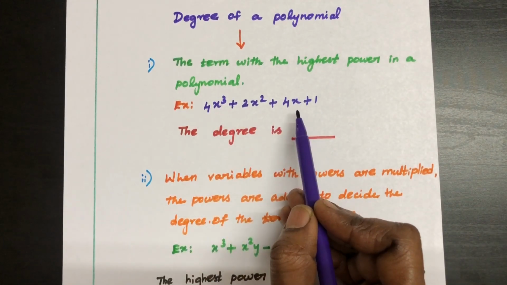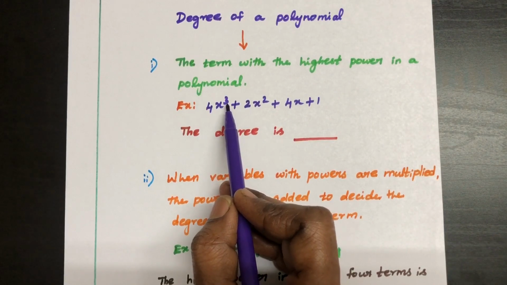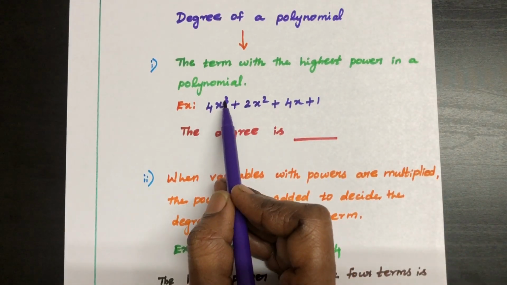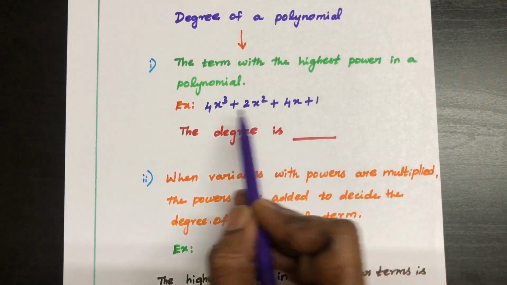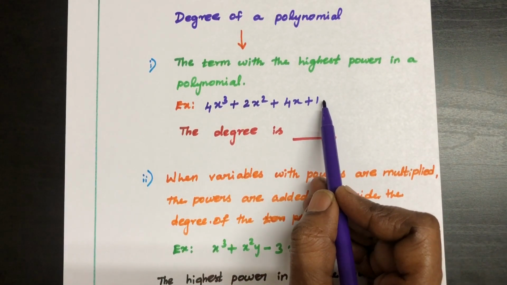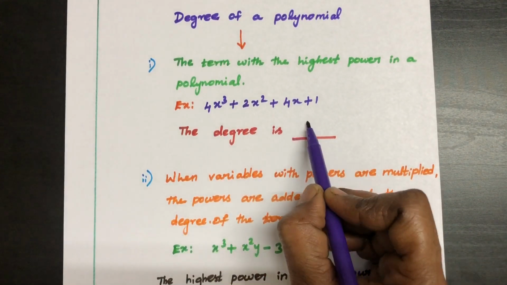Which term has the highest power here? The first term has the highest power. Power means degree, so just look at the degree. It has x cube, this is x square x, and no degree here. No variable, it is a constant term. So x cube, this 3, the degree is 3 here.